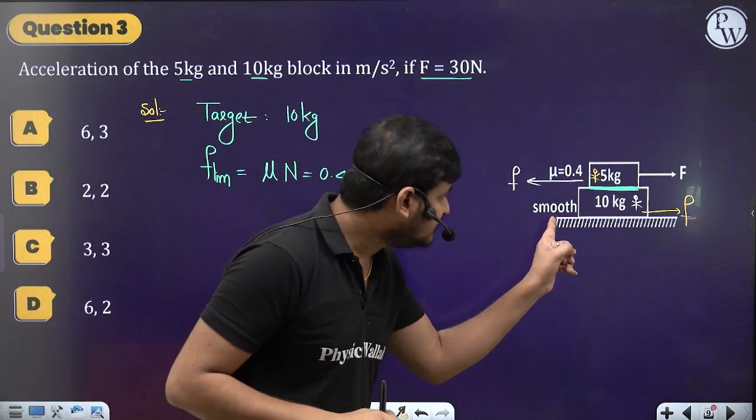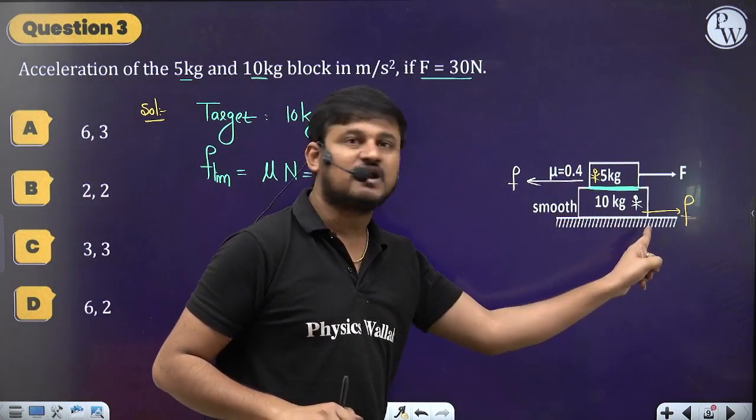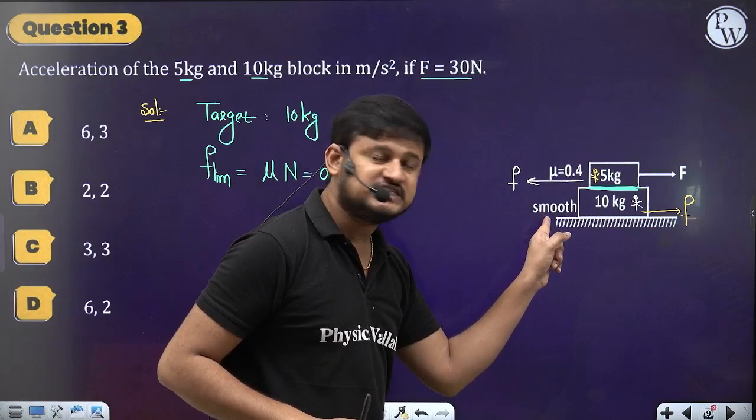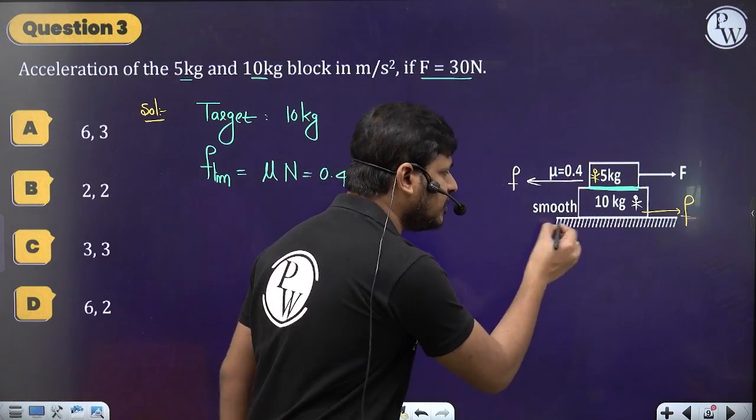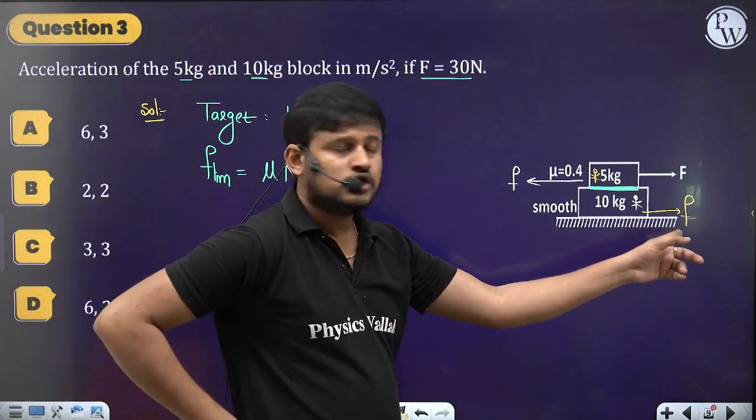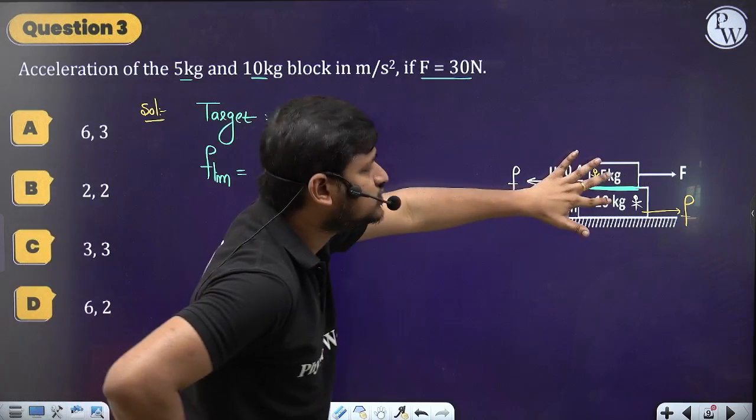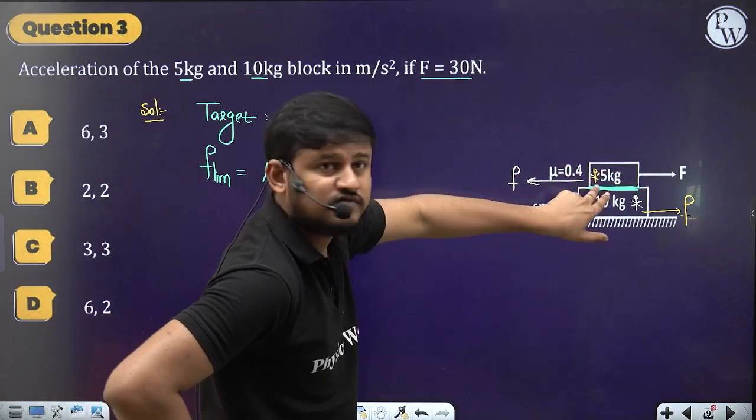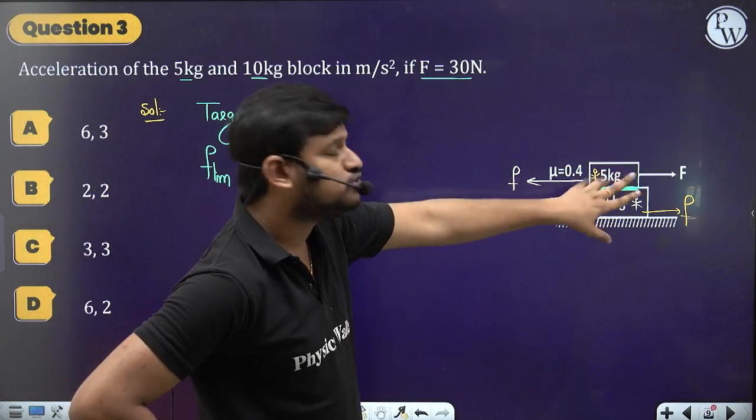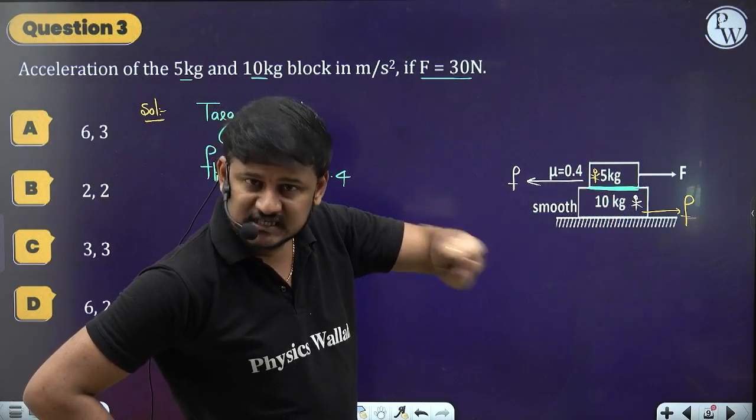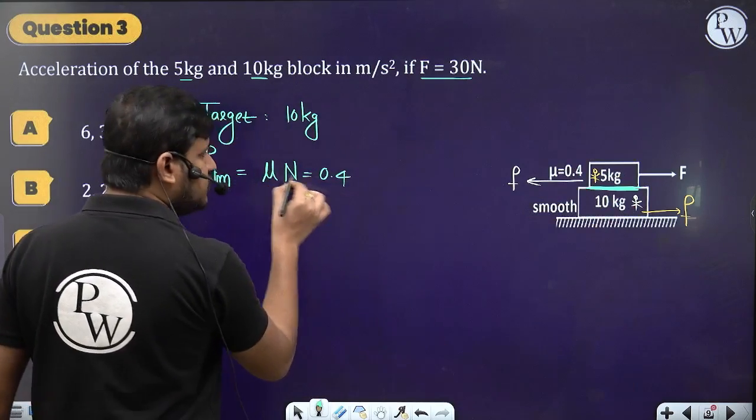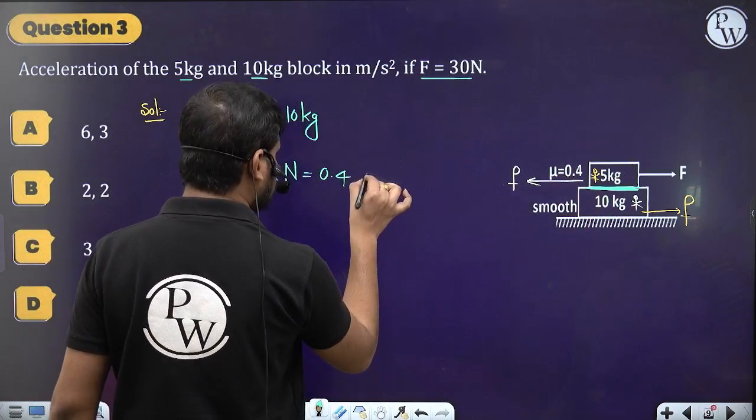Let's suppose this bottom surface is also a rough surface and the coefficient of friction is given here. Let's suppose mu is equal to 0.5 for the bottom surface. Don't consider that in this, because F limiting is between these two blocks. That's why you should consider only the coefficient of friction between these two blocks. Understanding the concept? Chal. So mu is 0.4 here, into the normal.